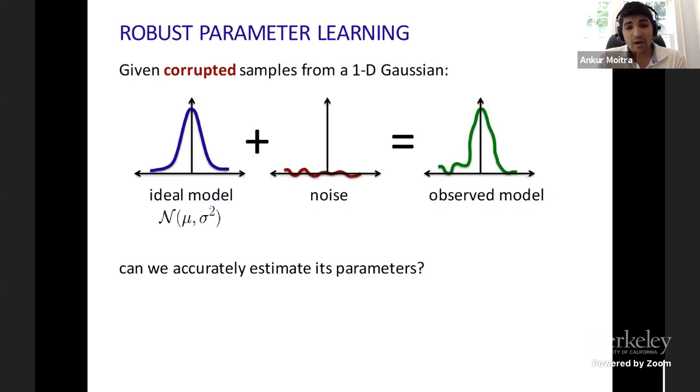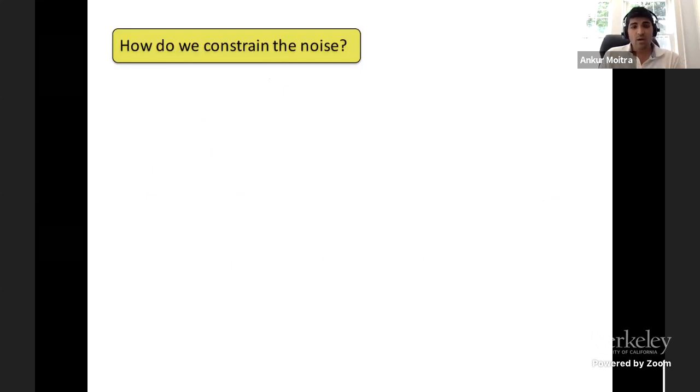So what we can think about is adding some type of noise on top of the distribution, and that leads itself to our observed model. And the question is, what can we do in the face of this noise? Is there a sense in which we can still meaningfully estimate the underlying parameters? So let me make this question precise, because we need to really mathematize this question to make sure that it makes sense when we go to high dimensions especially.